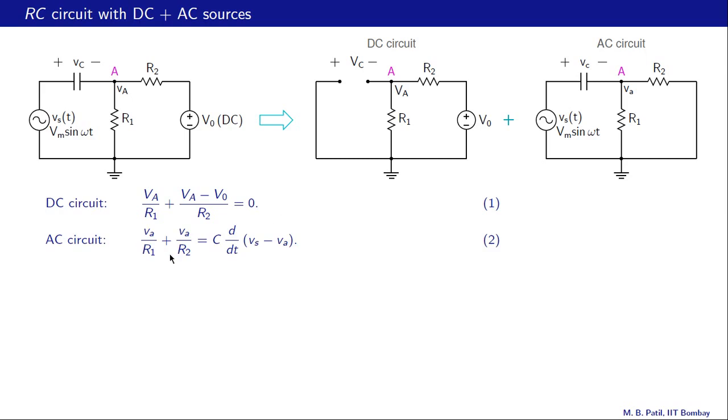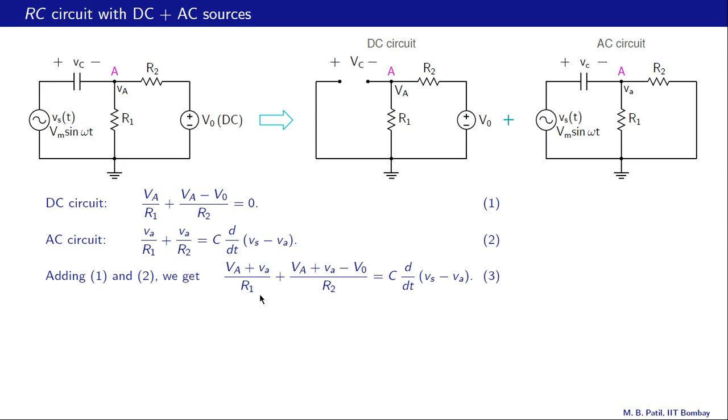For the AC circuit, we have small v sub small a divided by R1, that current, plus this current, which is small v small a divided by R2. So that is the sum of those two currents. And let's remember that this quantity is a sinusoidally varying quantity and it has no constant in it. Now the addition of these two currents must be equal to the capacitor current, and that is given by C d/dt (Vs minus Va). So that is the equation we get for the AC circuit.